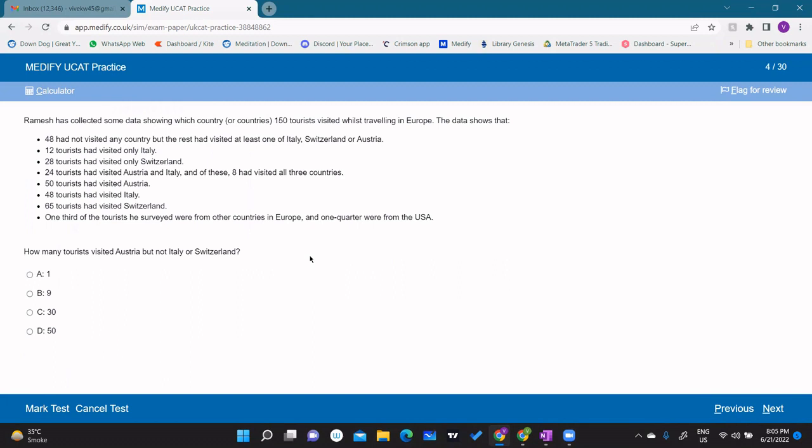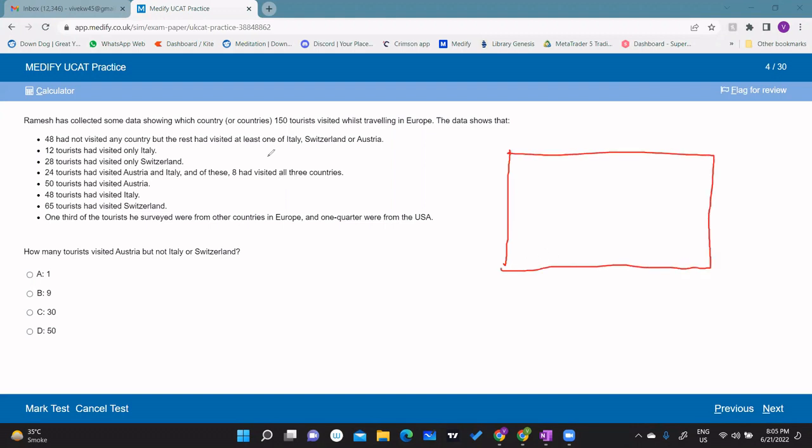This is the question where you're supposed to draw a Venn diagram and be able to answer the question. The rules for drawing a Venn diagram are pretty simple. You must draw a box. Let's see the categories here. There are total 150, so this total box represents 150.